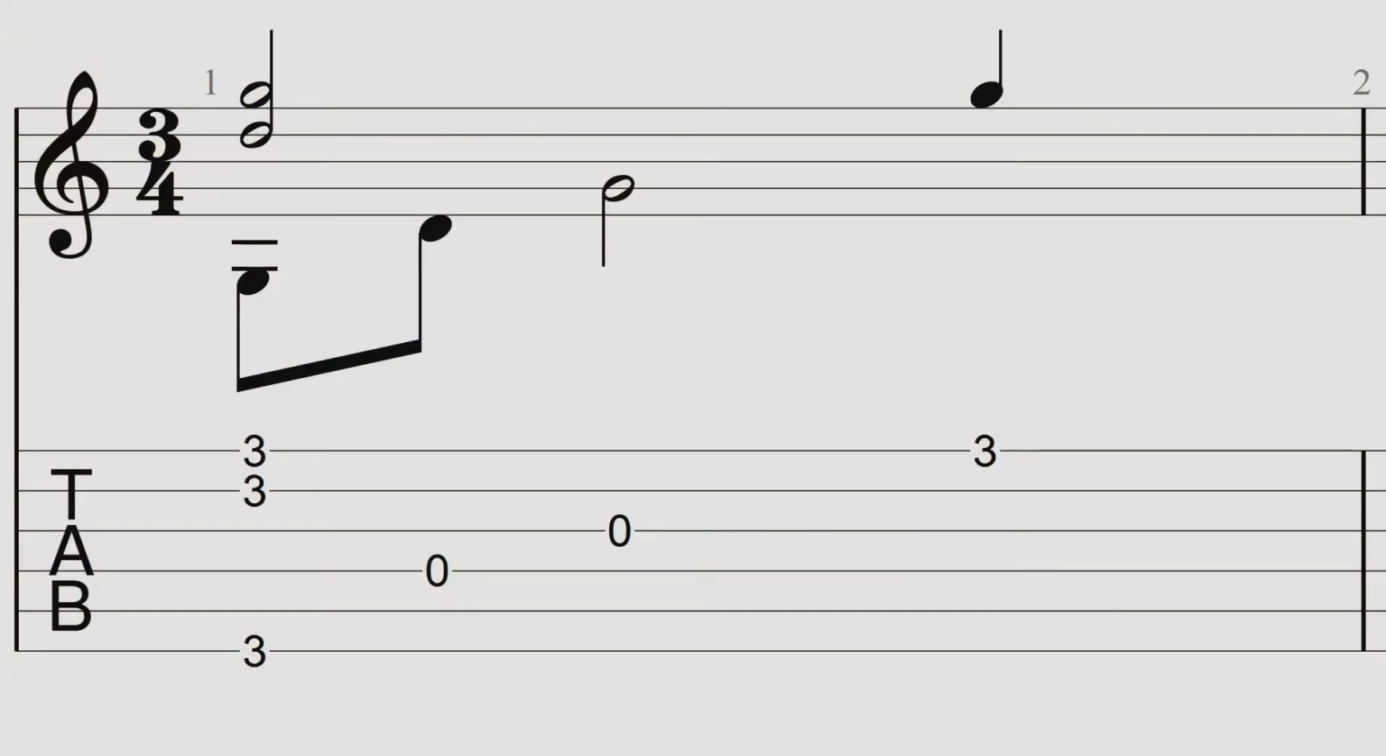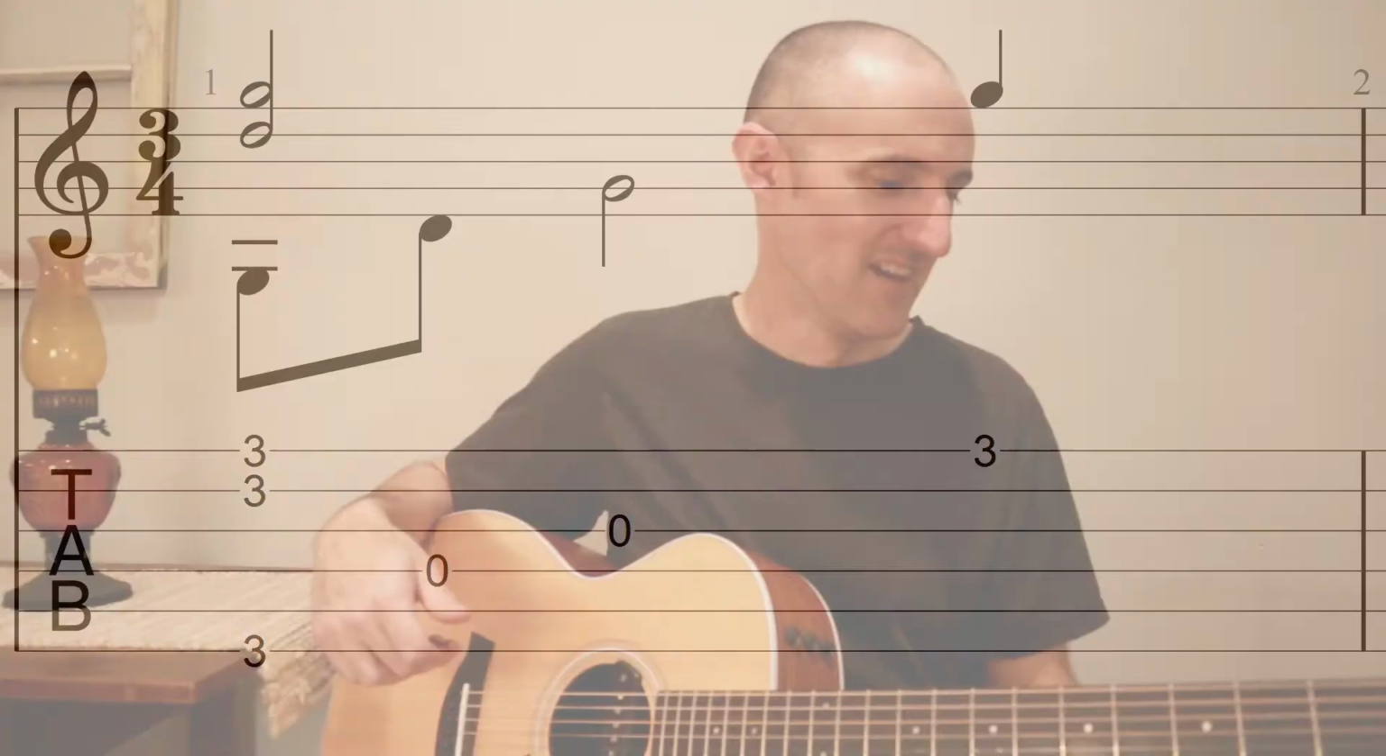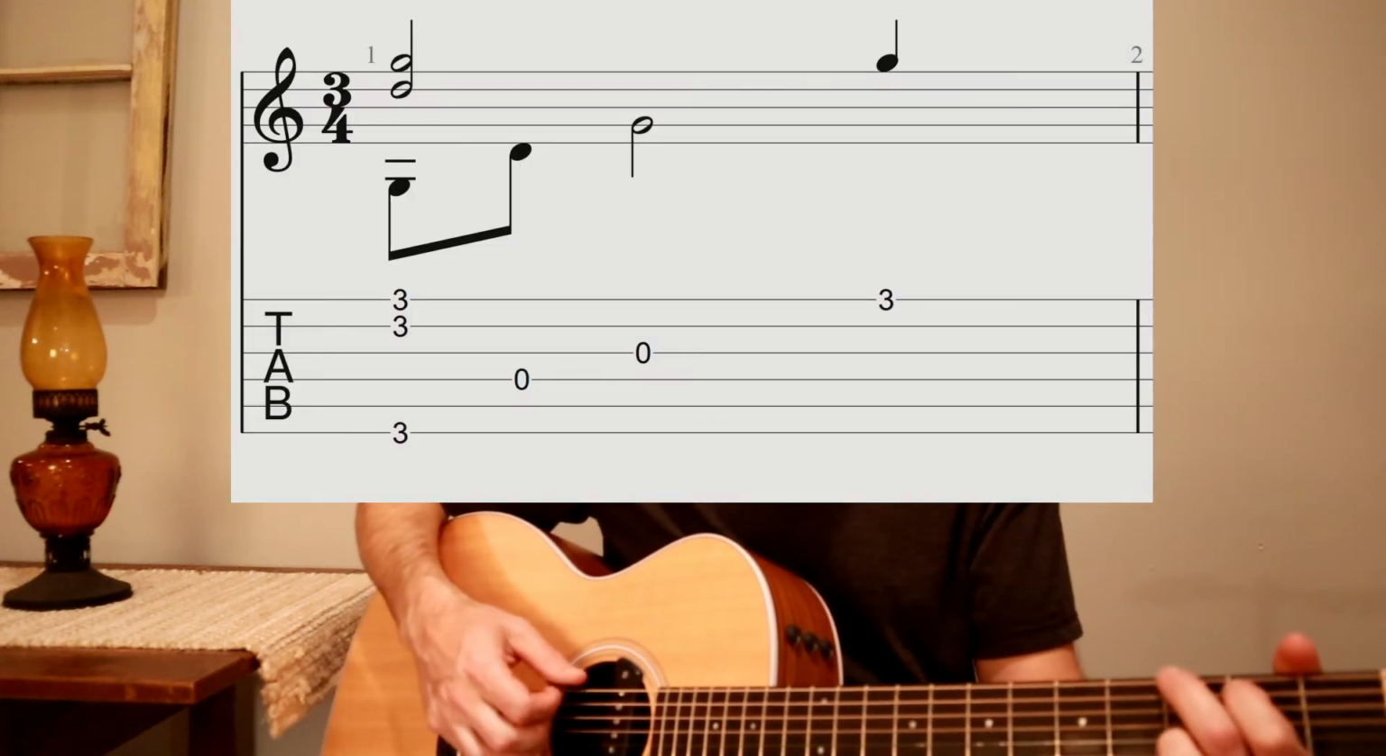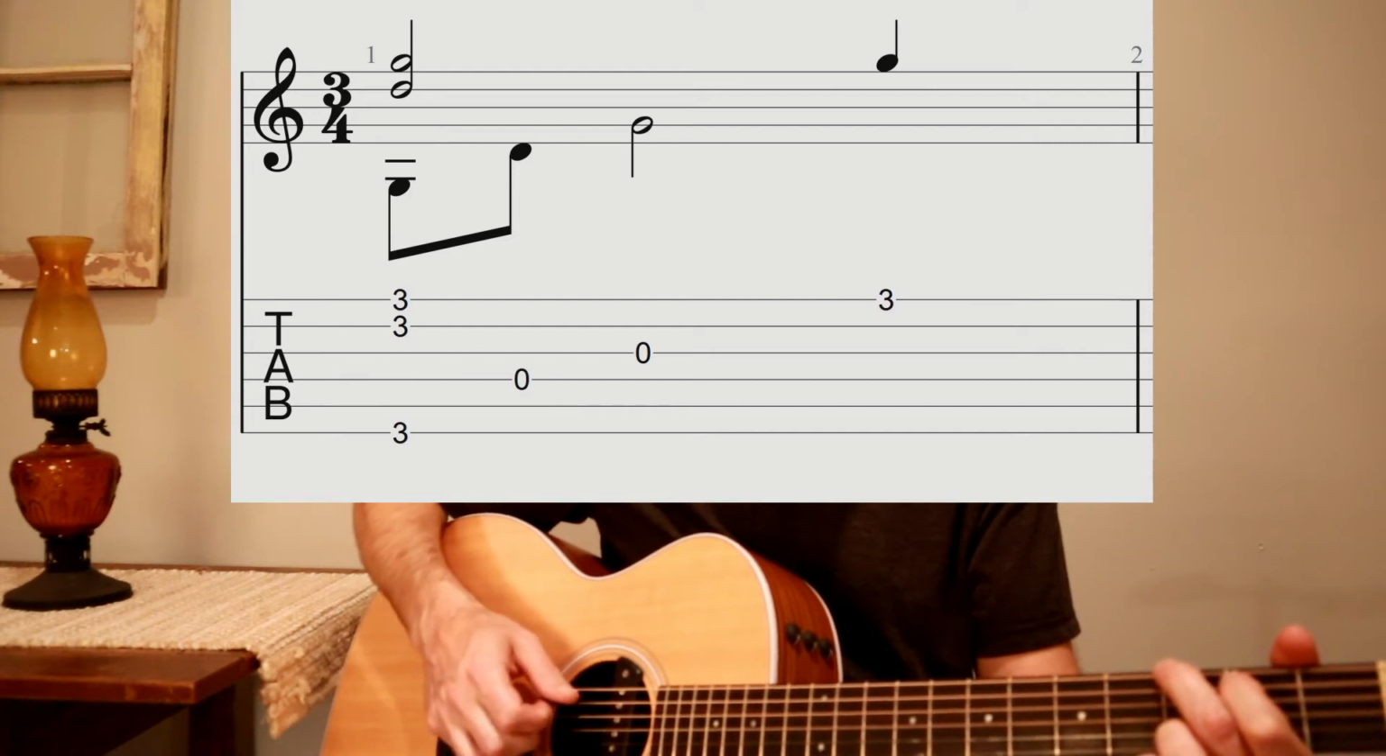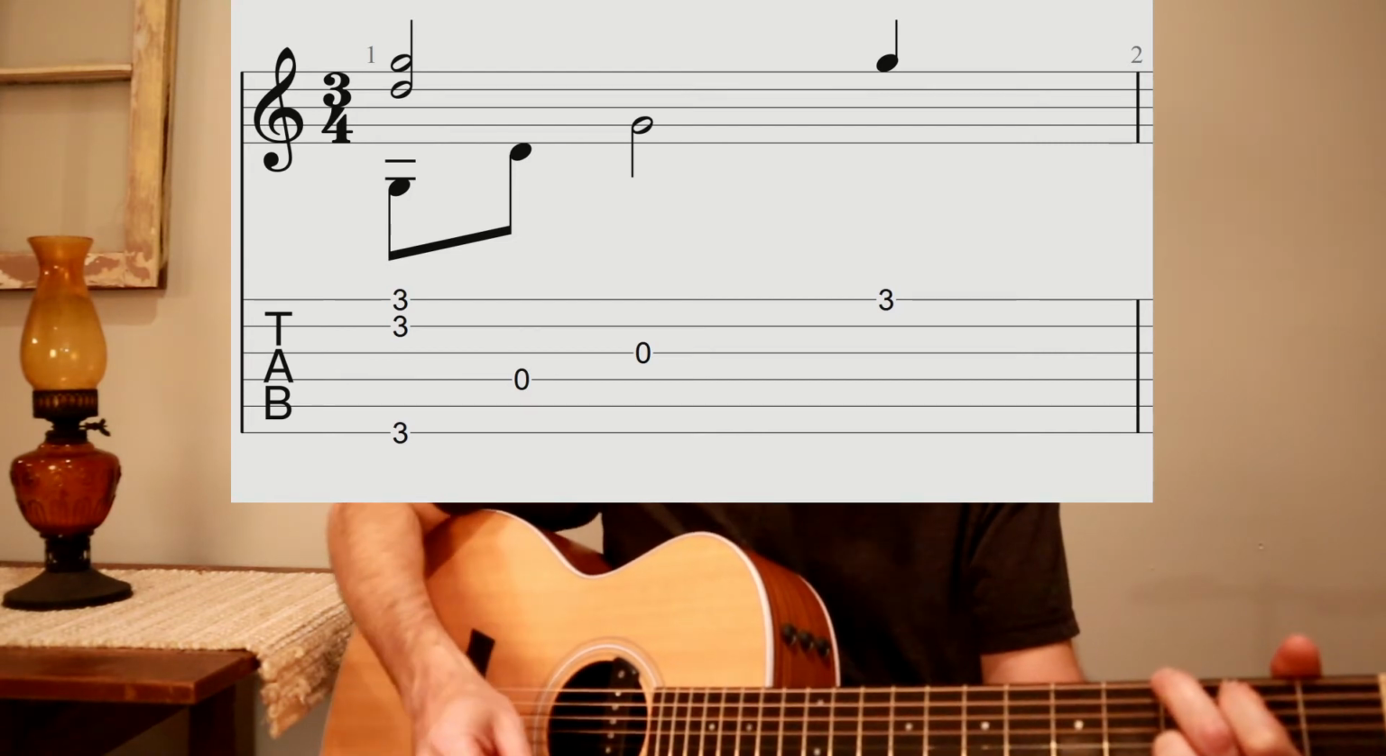And so those notes with the stems pointed down would be played with the thumb. And then the notes with the stems pointed up would be played with the fingers. And so the way that this measure would sound would be, it would sound like this. So I'm going to play it a couple times. 1 and 2, 3, 1 and 2, 3.